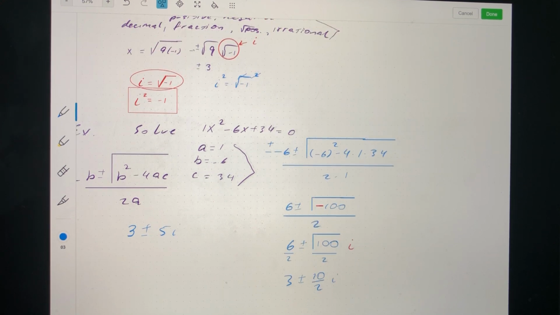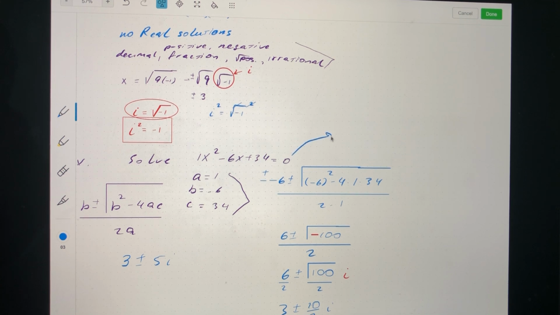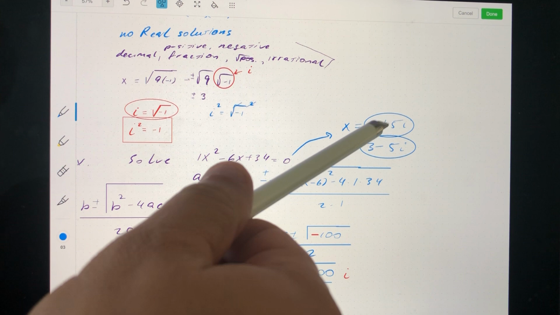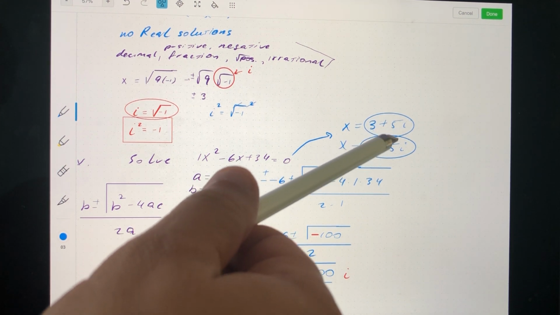Meaning there are 2 solutions to our question. So this question has 2 solutions. x is 3 plus 5i, x is 3 minus 5i. Now we notice that the complex numbers always come in pairs. There will always be 2 of them, one with the opposite sign in the middle.